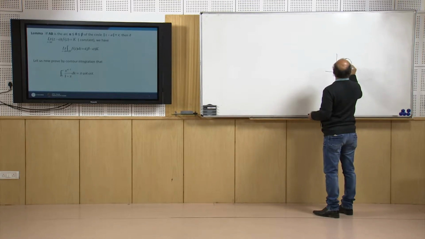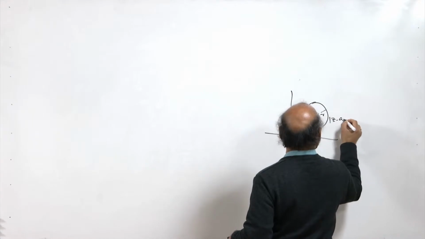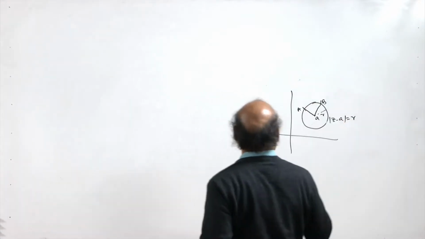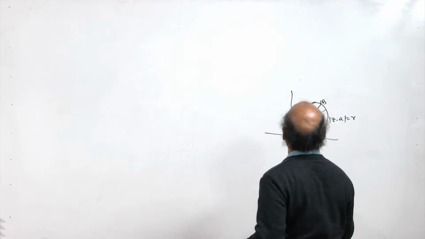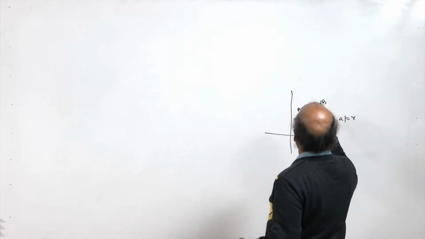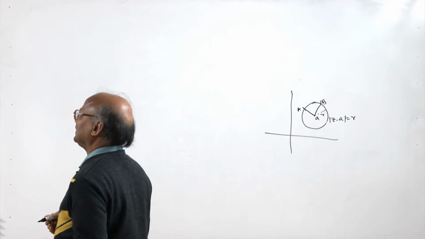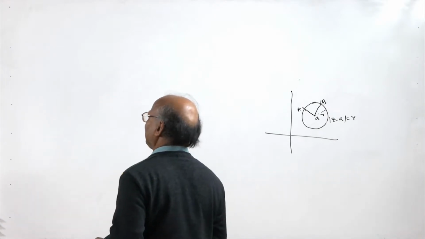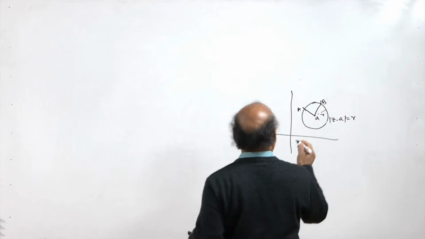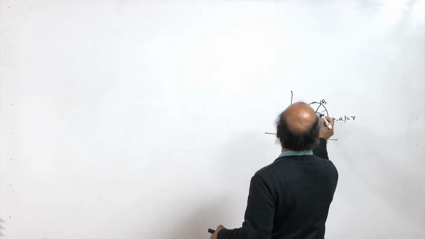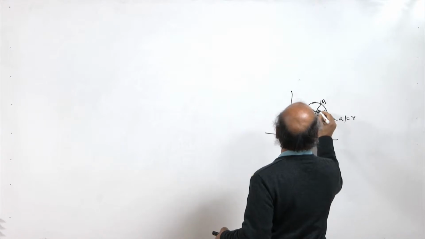So this is the center and r is the radius. This is mod of z minus a equal to r. AB is the arc of the circle mod of z minus a equal to r, and the arc AB of the circle lies between the arguments theta, that is, alpha less than or equal to theta less than or equal to beta. So this is the angle alpha, and this is the angle beta.